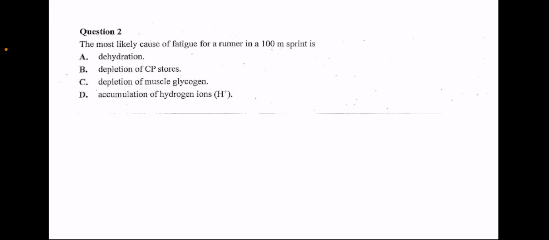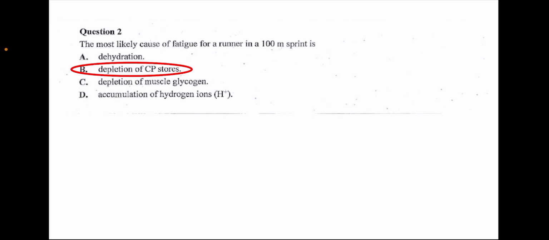A likely question that you will receive is, what is the most likely cause of fatigue for a runner in a 100-meter sprint? 100-meter sprint, 10 seconds, maximal effort, short duration, explosive movements. Hopefully, you're able to see that it is depletion of CP stores. Nowhere near long enough for dehydration or depleting muscle glycogen. Very minimal contribution from those systems associated with that sort of fatigue.